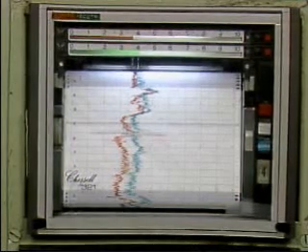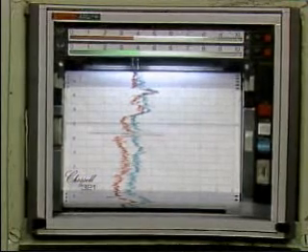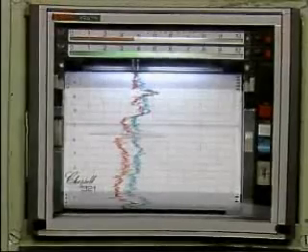Some recorders can record the values of several variables at the same time, or the same variable measured at several locations in the plant. They're known as multi-point recorders.